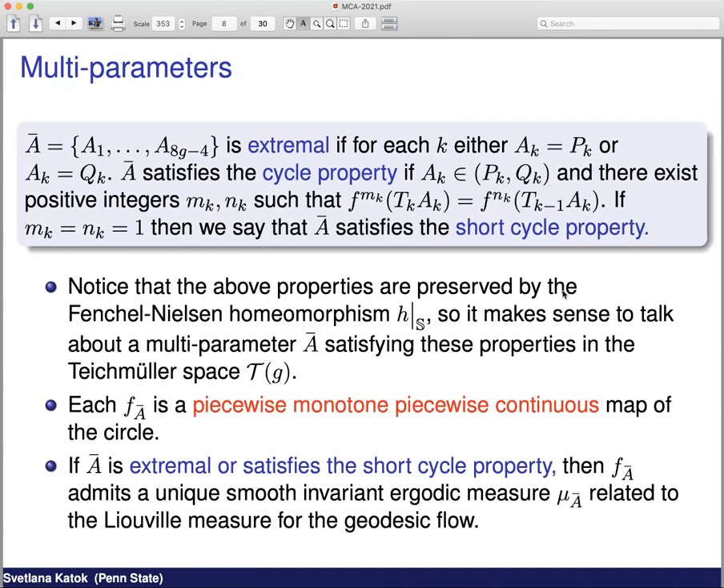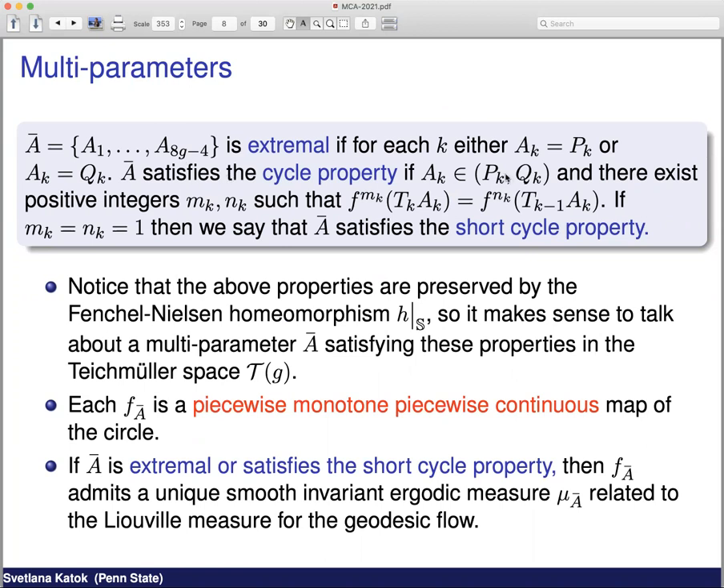Okay, so let me just give you some definitions. A multi-parameter A is called extremal if for each k, A_k is either P_k or Q_k. Okay, of course. And it makes sense to look not at all P's or all Q's, but some P's and some Q's.